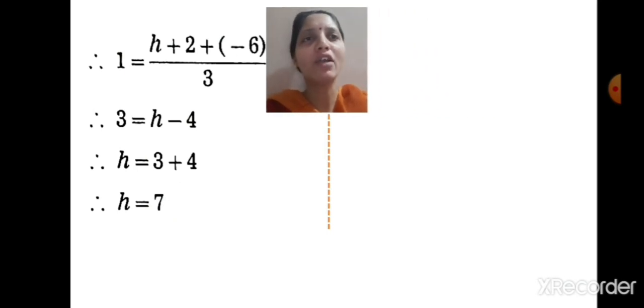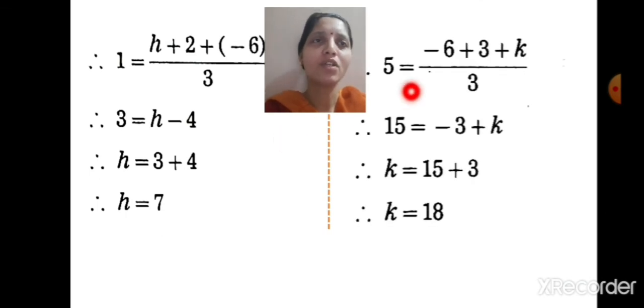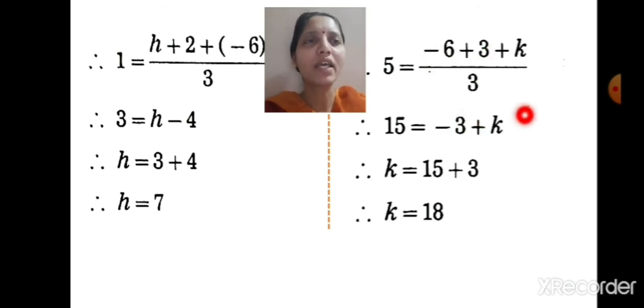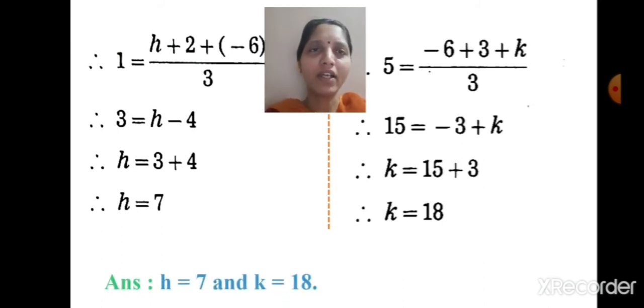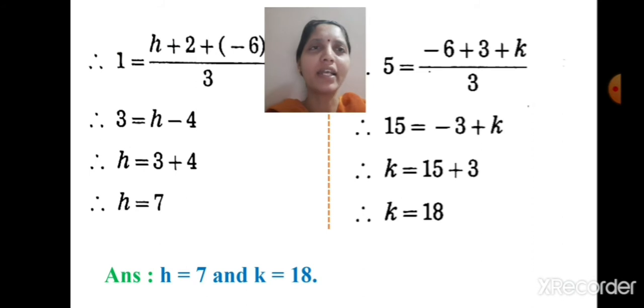Now let's find out value of k. So what is the value of y here? Yes, 5. So 5 is equal to y1 is minus 6 plus 3 plus k upon 3. Therefore 15. Now 5 into 3 is 15 is equal to minus 6 plus 3 is minus 3 plus k. Therefore k is equal to 15 plus 3, that is equal to 18. So here we got the value of k. So let's write the final answer. h is equal to 7 and k is equal to 18. So we have solved this sum.